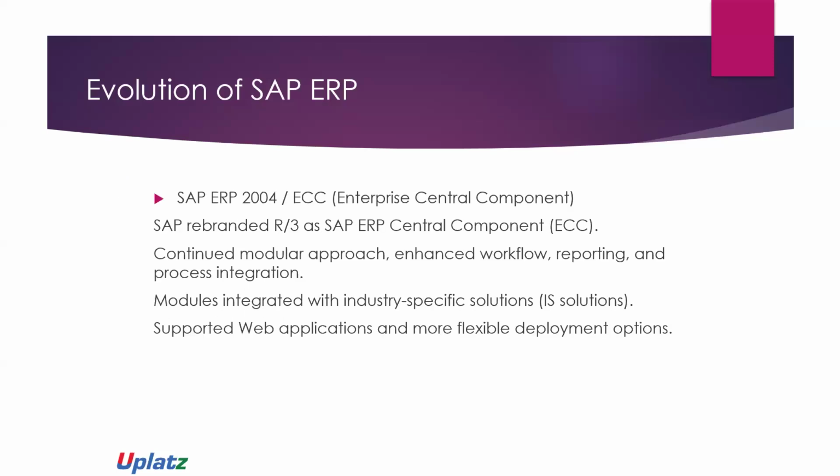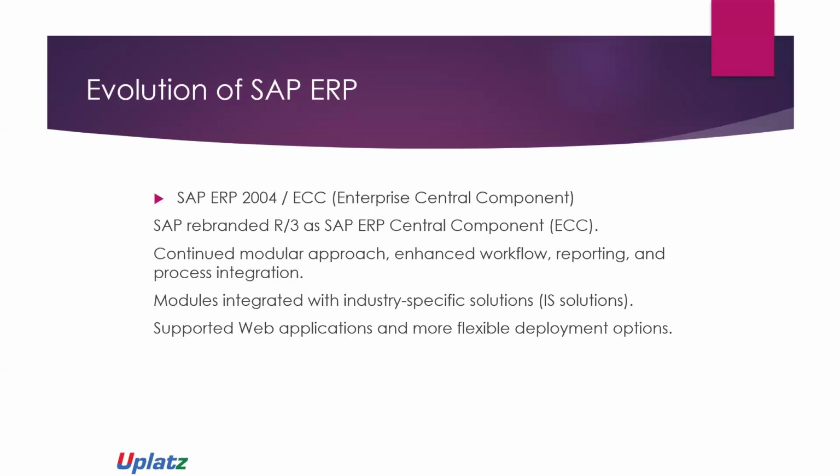Now I'm coming to SAP ERP 2004, which is called ECC, Enterprise Central Component. SAP rebranded R3 as ERP Central Component, ECC, continued a modular approach, and enhanced workflow, reporting, and process integration. This module integrated with industry-specific solutions, also called IS solutions, and supported web applications and more flexible deployment options.